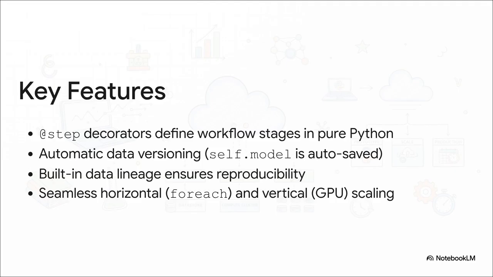You define your workflow stages using these simple little Python decorators, like @step. But here's the real game changer. When you do something as simple as assigning a variable, like self.model, Metaflow is in the background automatically saving it, versioning it, and checkpointing it. So you get data lineage and total reproducibility basically for free, without having to write all that tedious boilerplate code yourself. And what if you need to scale up? Yep, another simple decorator can spin up more GPUs or run your steps in parallel. It's incredibly powerful.